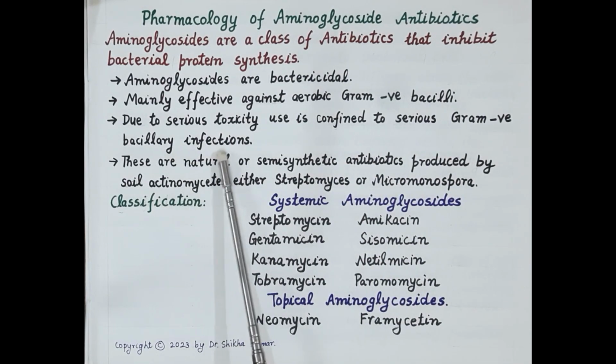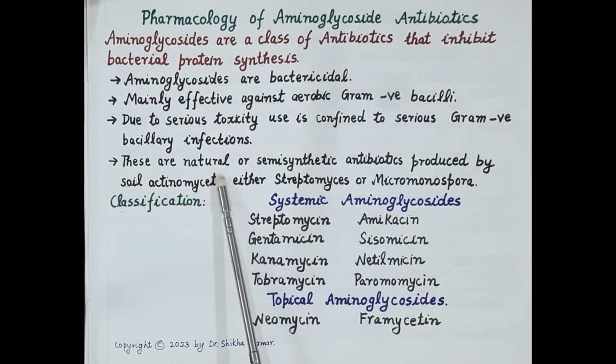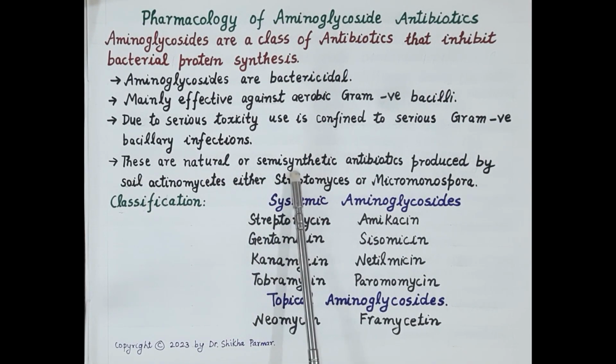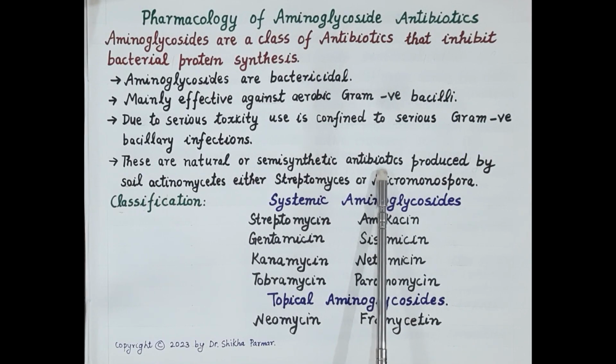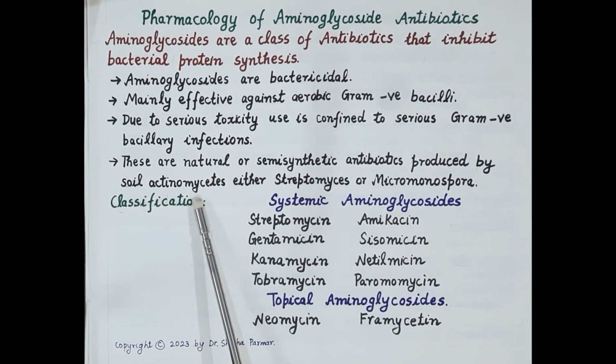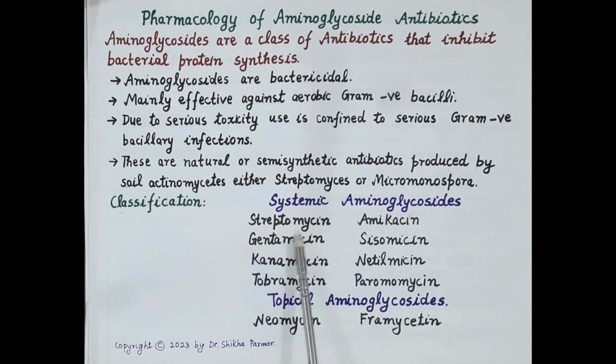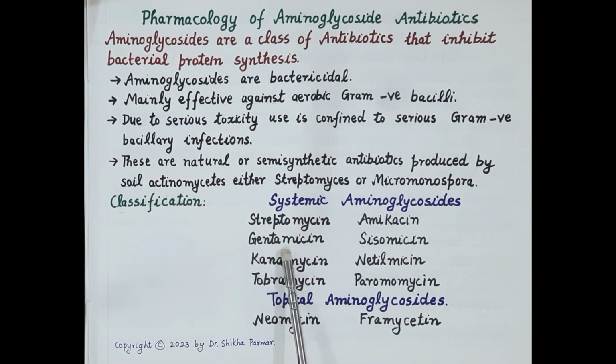gram-negative bacillary infections. Now, aminoglycosides are either natural or semi-synthetic antibiotics produced from soil actinomycetes, either Streptomyces or Micromonospora. For example, streptomycin is obtained from Streptomyces griseus, while gentamicin is produced from Micromonospora purpurea.